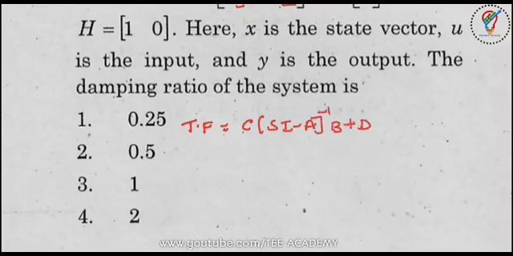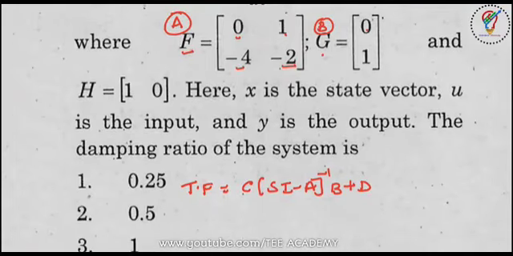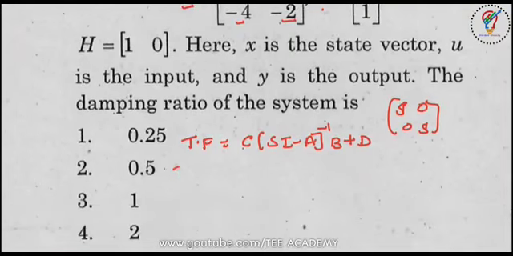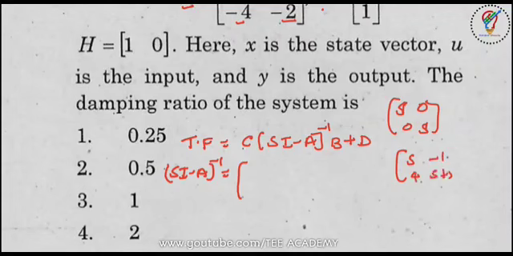Generally we know this a value. What is a? A is nothing but 0 1 minus 4 minus 2. s is nothing but s, and I is the identity matrix, 1 0 0 1. So s into I gives this. Now I will write the formula here: sI minus a whole inverse. First of all, sI minus a, what you get here is s minus 1 4 s plus 2.